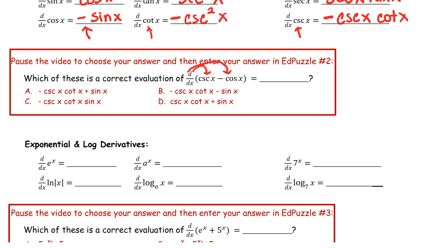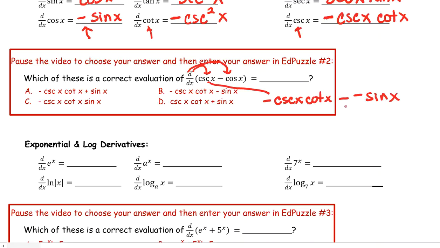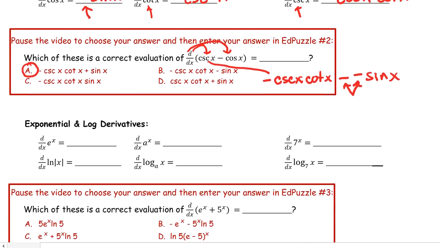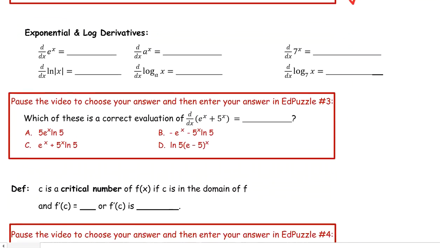And we're back. The derivative of cosecant we found out was negative cosecant x cotangent x, and the derivative of cosine is negative sine x. So subtracting a negative, I think, would give us choice A. Hopefully that's the one you picked if you're watching this video in Edpuzzle.